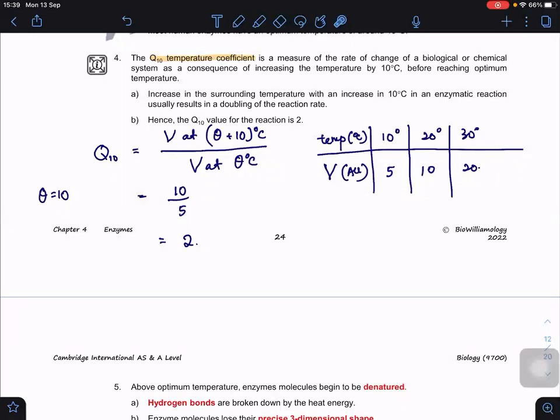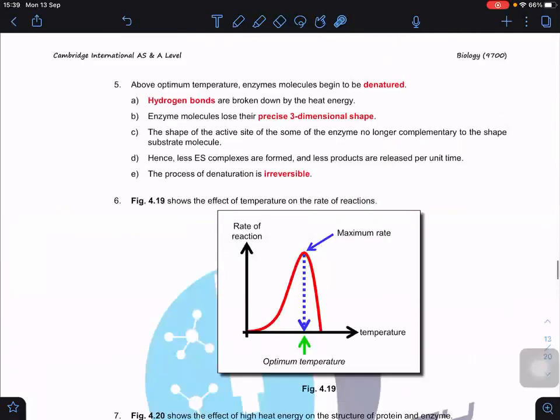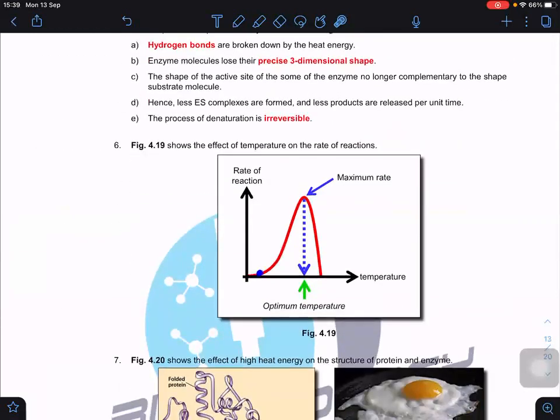But this is only true before we reach the optimum temperature. So when you draw a graph later, you can see that there must be an exponential increase: from 2, 2 times 2 you get 4, 4 times 2 you get 8, 8 times 2 you get 16 and 32. So it keeps on increasing at an exponential rate. Can you see that? And when you reach the maximum rate, at the optimum temperature, you can see the rate of reaction decreases very, very steeply.